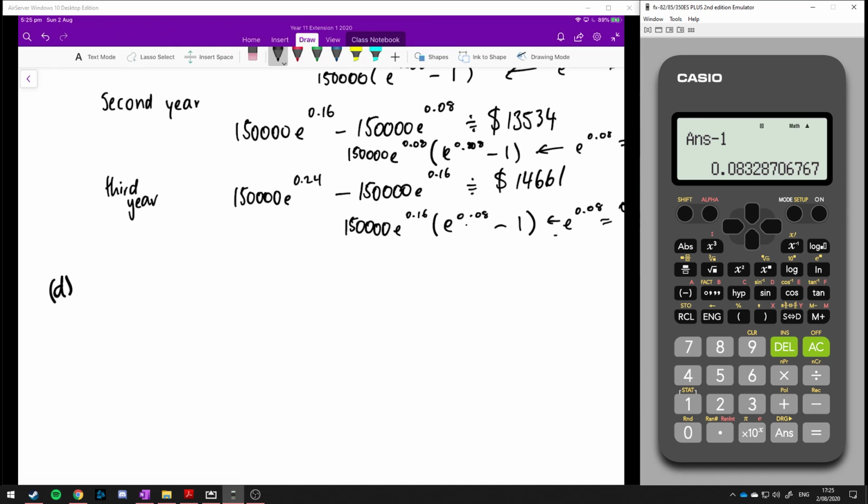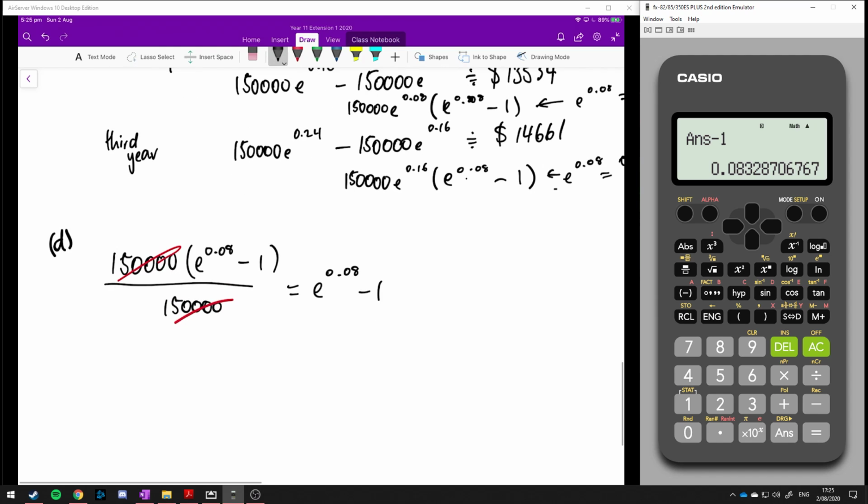So we've got 3 proportional increases. Over the first year, the first one is 150,000 lots of e to the 0.08 minus 1, over 150,000. So the new amount over the old amount, which is equal to, dividing out through that factor of this and this, we're left with e to the 0.08 minus 1. So that's year 1.